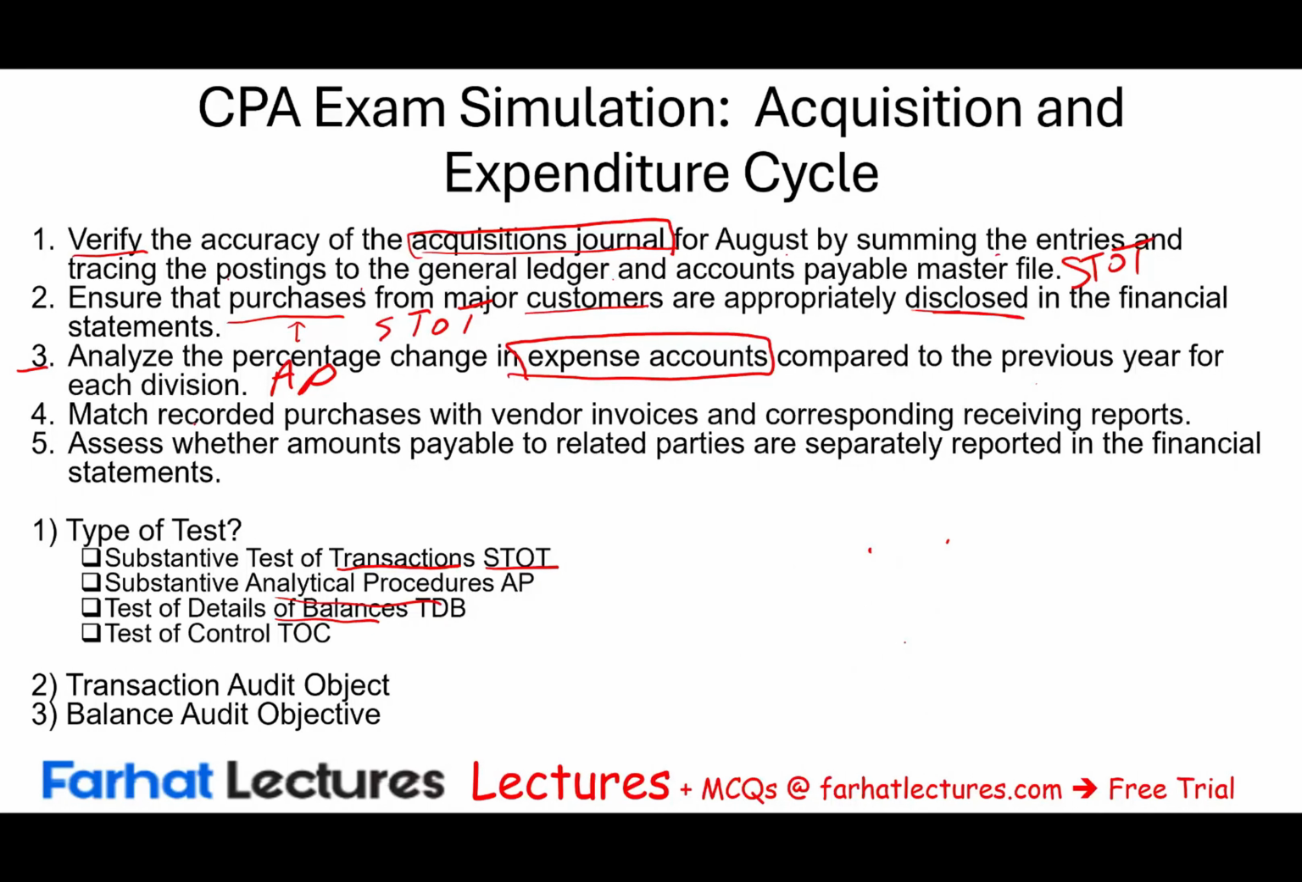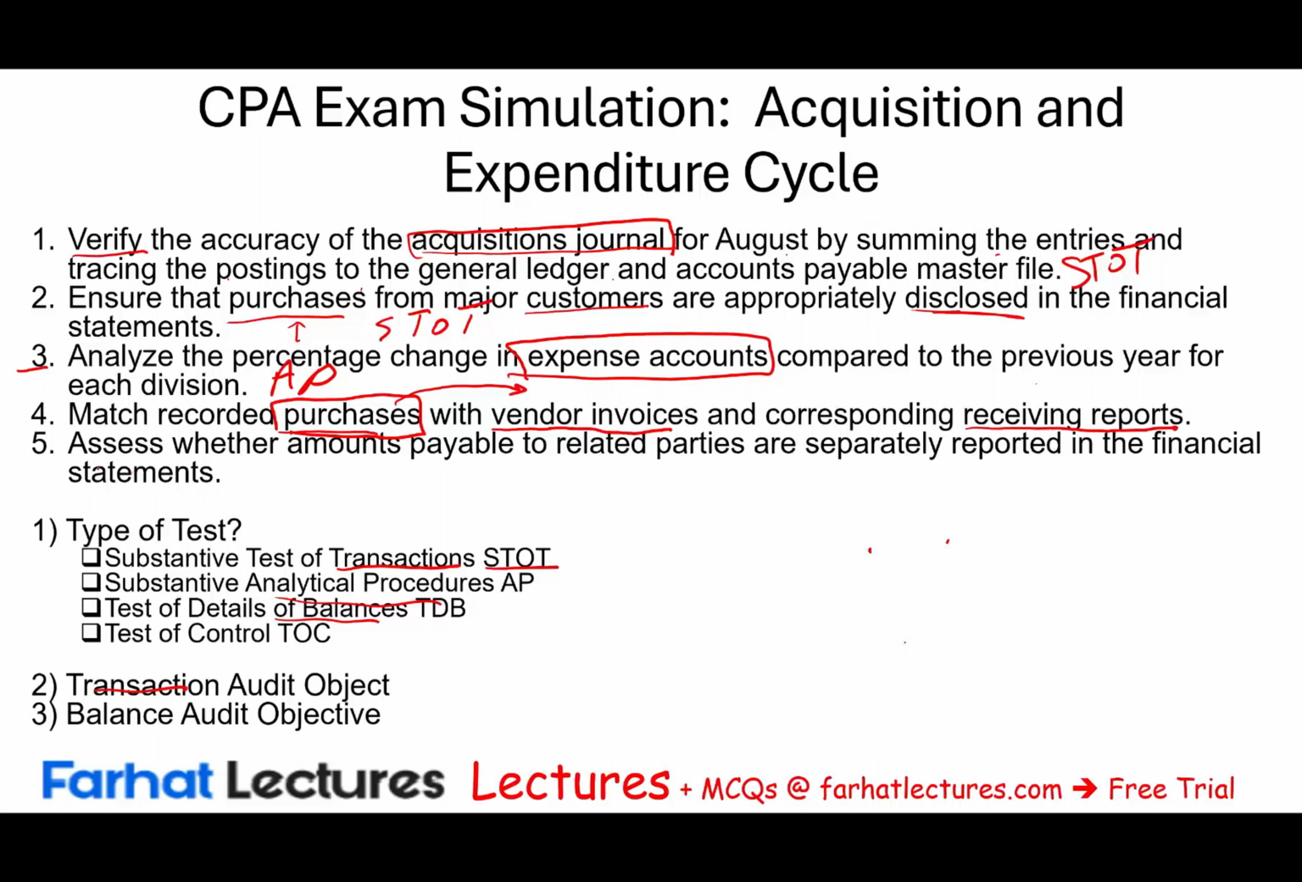Number 4: match recorded purchases with vendor invoices and corresponding receiving report. Again, you're looking at purchases, transactions. This is a substantive test of transactions. If you are matching purchases with vendor invoices, we purchased something, and let's make sure we're being billed for it, and let's make sure we received it. What does that give us? It's going to give us that the transaction actually occurred. This is the occurrence. We're looking at which objective? The occurrence. It's the transaction and its occurrence objective.